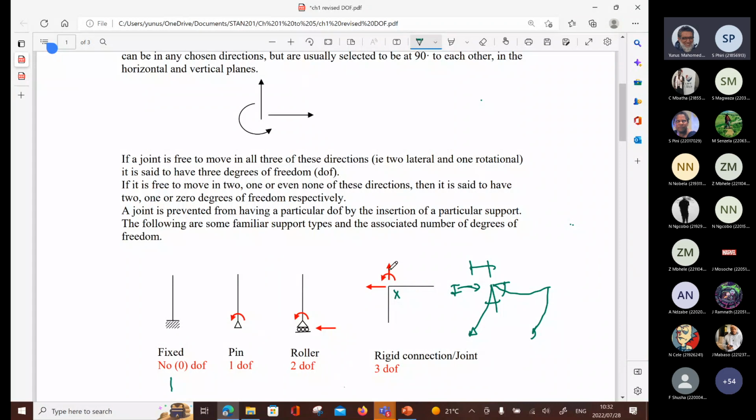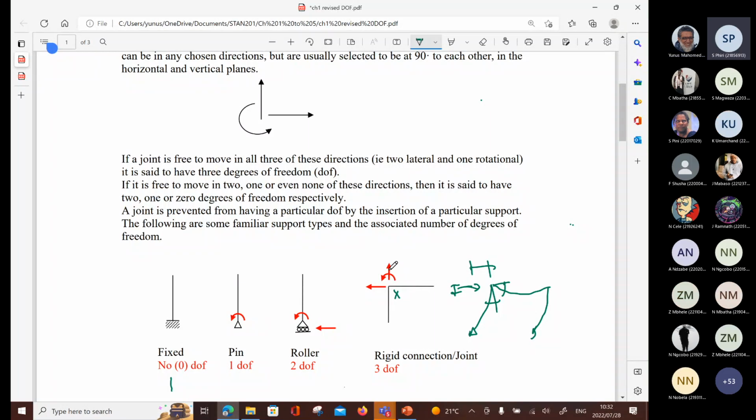Are there any questions? Do you understand what we're talking about here? We're talking about degrees of freedom, not the reactions. Is everybody happy with that? Any questions for now?